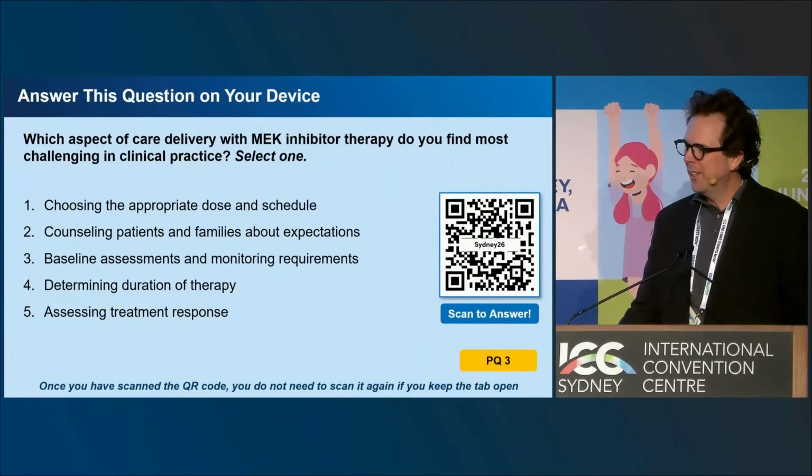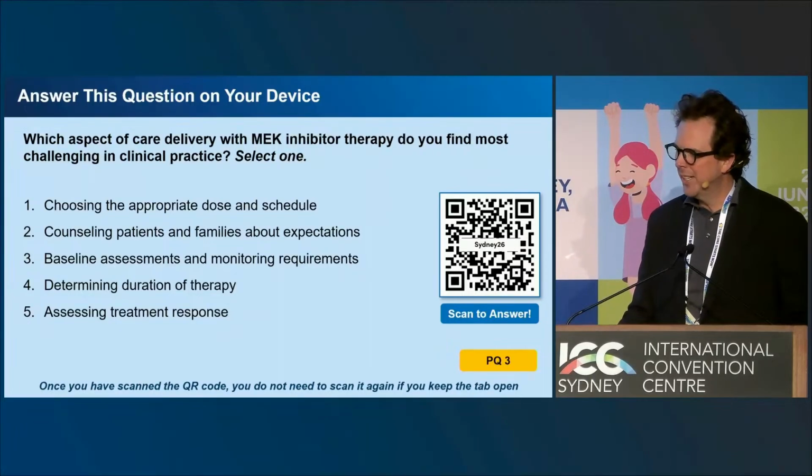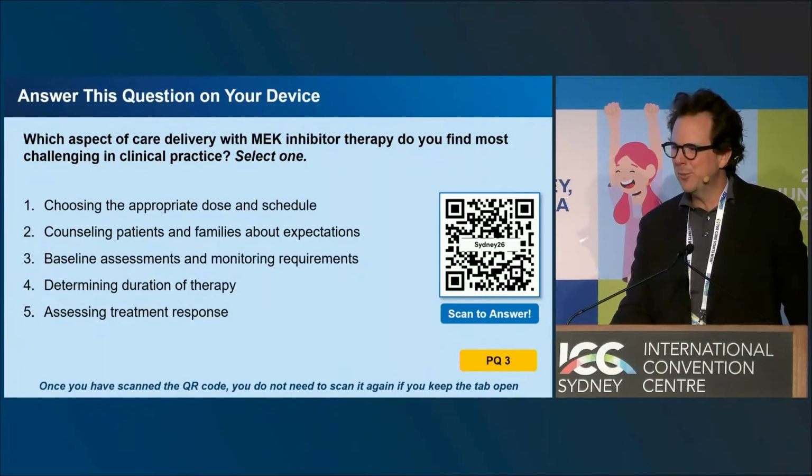Okay, and also helping us set our scene for later conversations around managing of care delivery with patients with MEK inhibitor therapy. What do you find is the most challenging part of clinical practice? And again, you have to select one rather than selecting all of the options here.